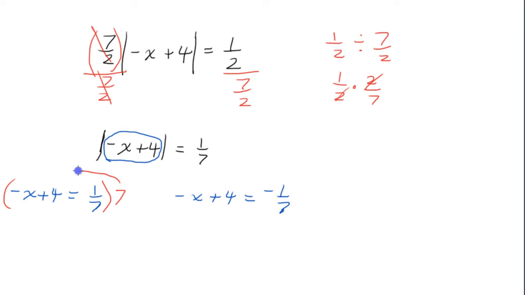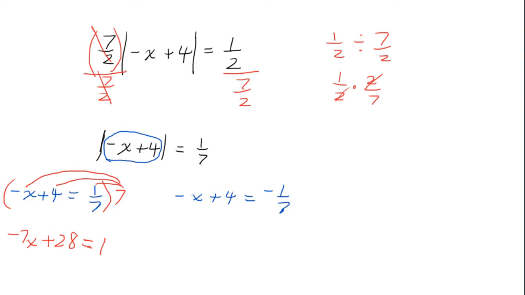And what happens there? Well, I like to kind of show this like distribution because it reminds us that we're multiplying everything by 7. And certainly what this means is that we're multiplying the left-hand side by 7 and the right-hand side by 7, because whatever you do to one side of the equation, you have to do to the other side. Okay, so 7 times negative x, that's negative 7x. 7 times 4, that's 28. 7 times 1 over 7, this is why we multiply by that common denominator, so that we can get rid of the fraction. 7 times 1 over 7 is just 1.